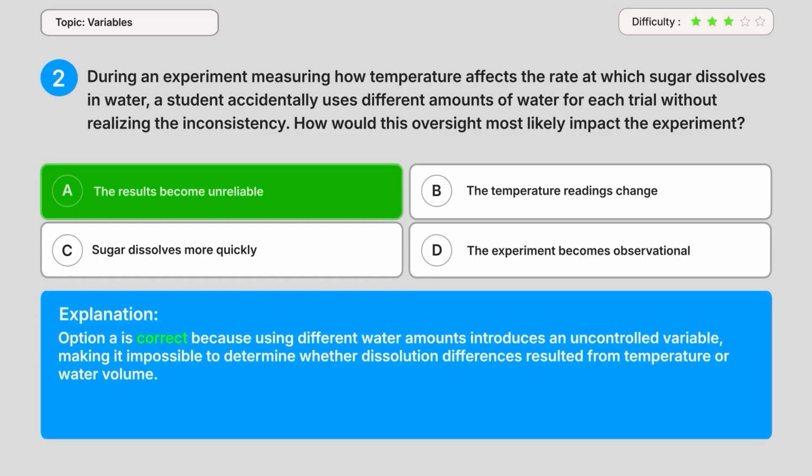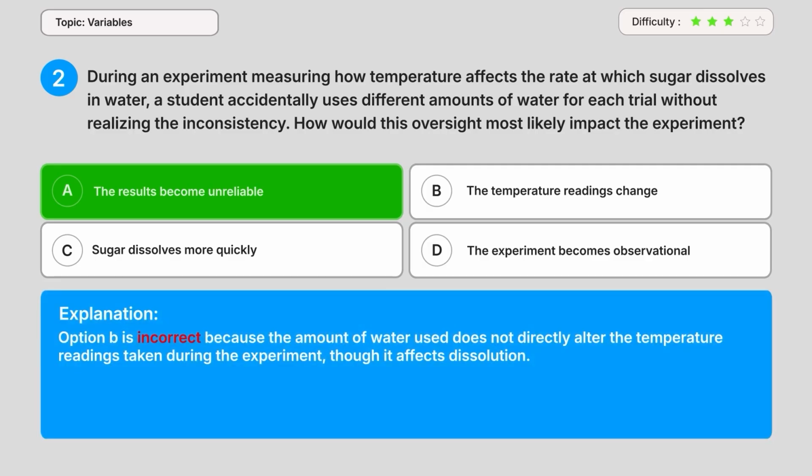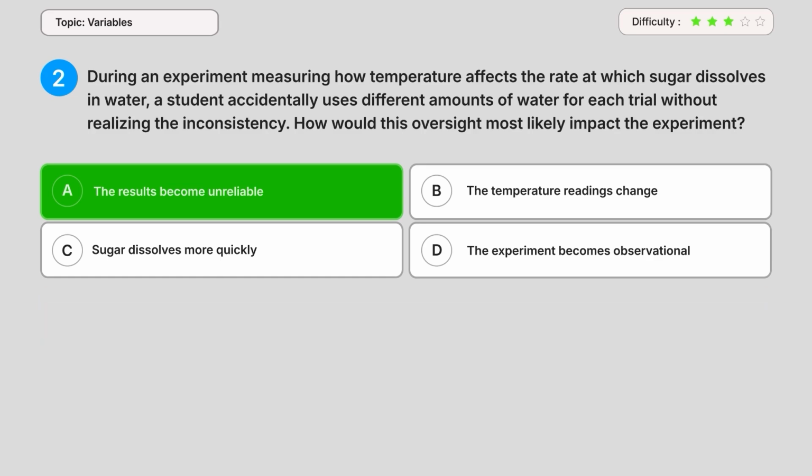Explanation. Option A is correct because using different water amounts introduces an uncontrolled variable, making it impossible to determine whether dissolution differences resulted from temperature or water volume. Option B is incorrect because the amount of water used does not directly alter the temperature readings taken during the experiment, though it affects dissolution.